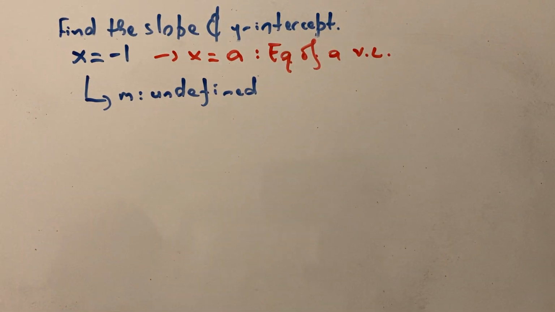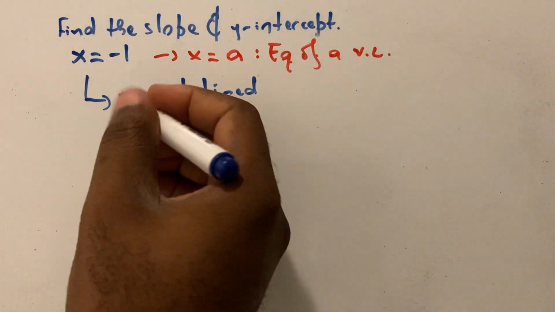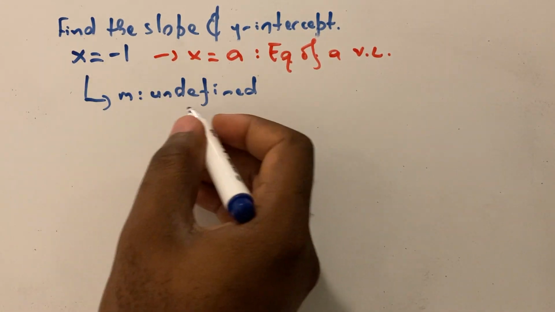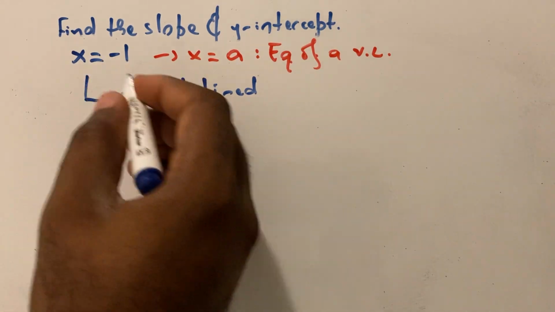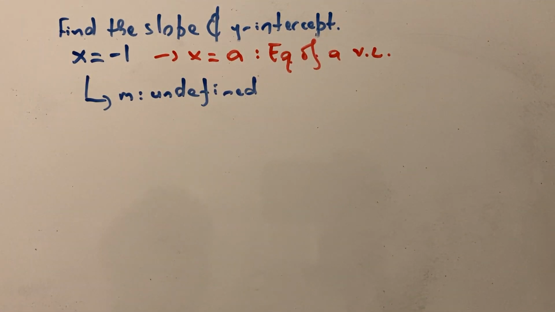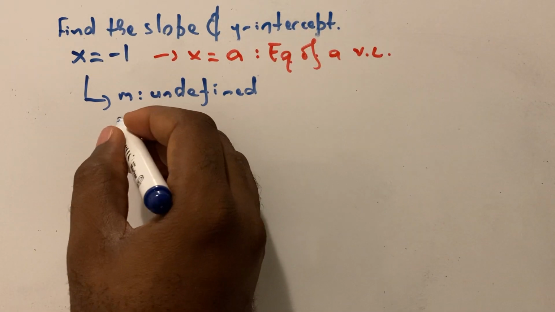Well, okay, so for a vertical line, the slope would be undefined, and the y, in this case here, would you have a y-intercept, by the way?